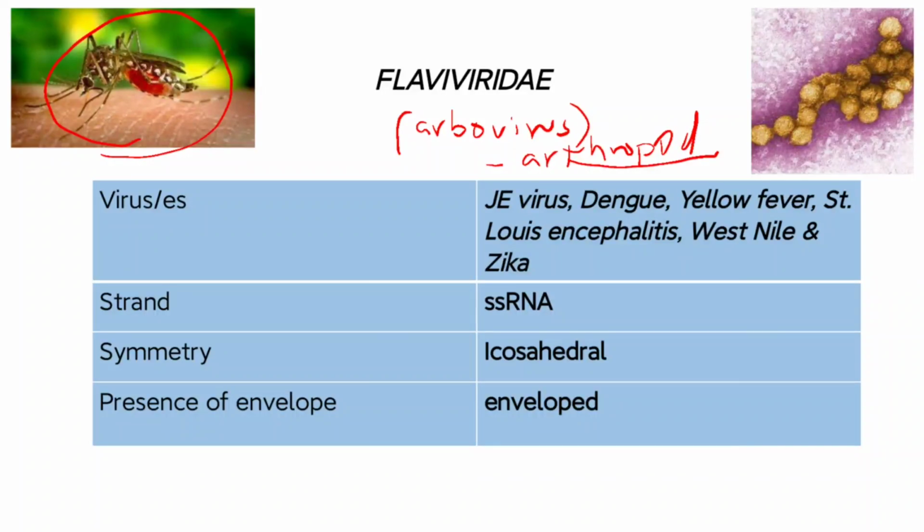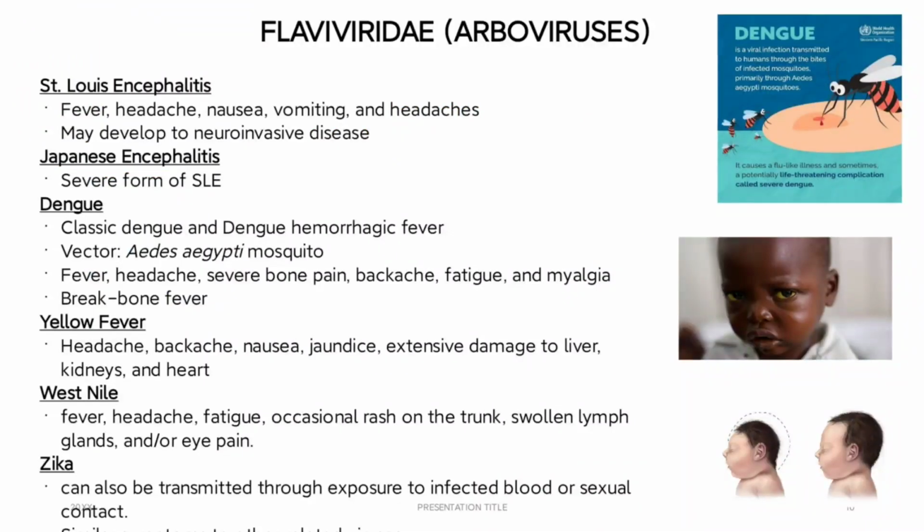Ang mga viruses dito, we have the Japanese encephalitis virus, the dengue virus, which is very common dito sa ating bansa, yellow fever, St. Louis encephalitis, and West Nile, and lastly, yung Zika virus, no? Ang strand dito, we have the single-stranded RNA, icosahedral, and it has envelope. Okay? So, Flaviviridae, ayan, nakasulat dito, arboviruses. Pag sinabing arboviruses, ano kasi?